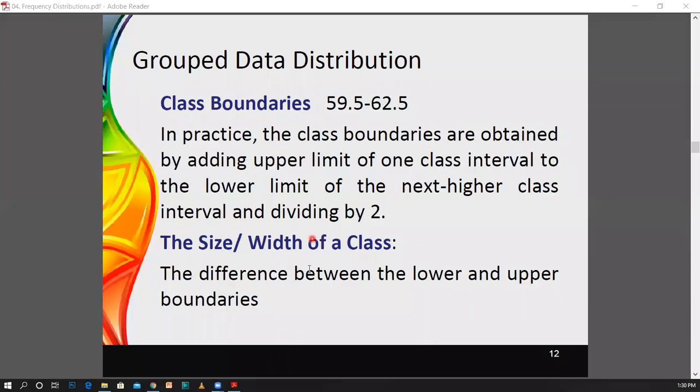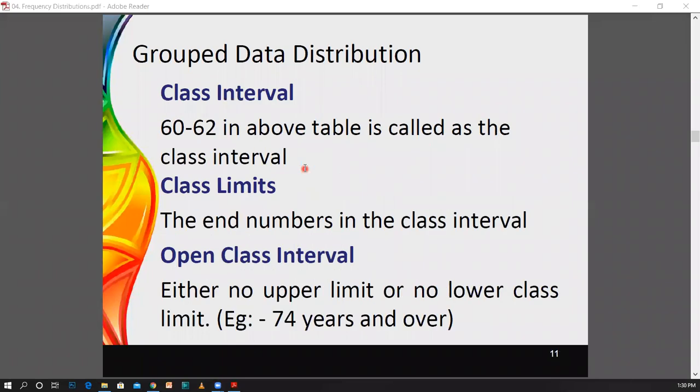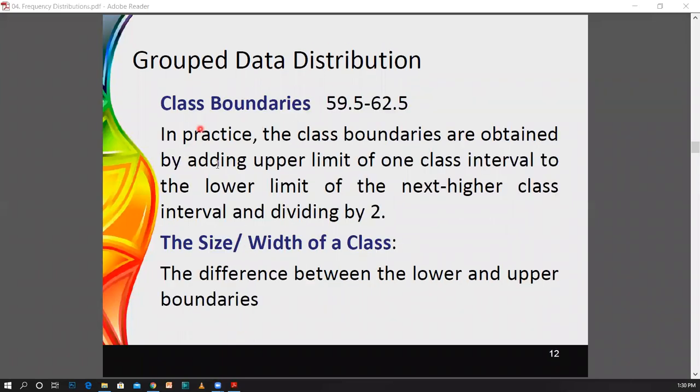Then we will see about the class boundaries. In practice, these class boundaries are obtained by adding the class upper limit and the lower limit. Therefore, this is how we are defining the class boundaries.